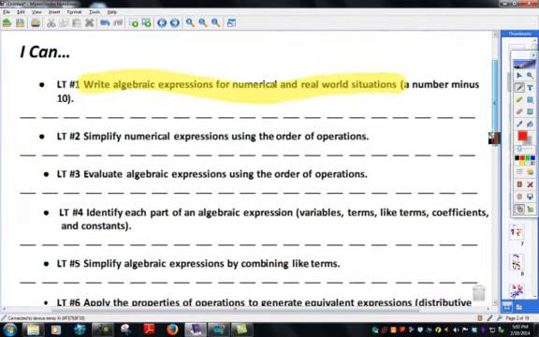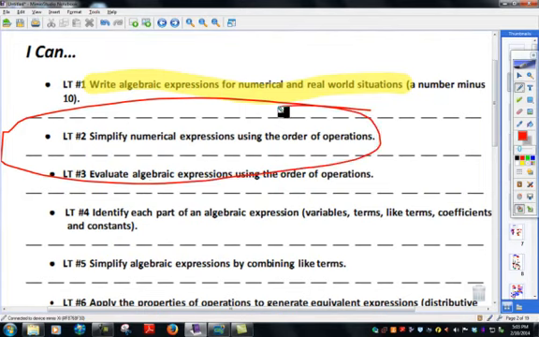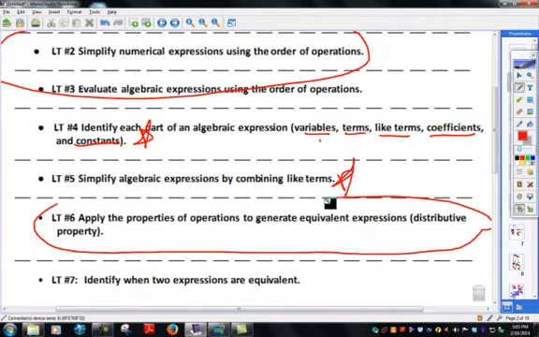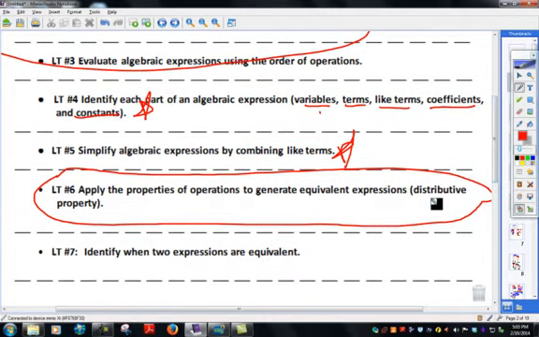Those were all review. I'd say these two were review, a lot of review. This one, it's maybe a little bit of review. Where it really became new is on these ones here. This is where it really got cranked up. Being able to identify variables, terms, like terms, coefficients, and constants. Then we got to 6, and again, that was kind of review. We learned about expanding, and then we learned about factoring to make equivalent expressions.